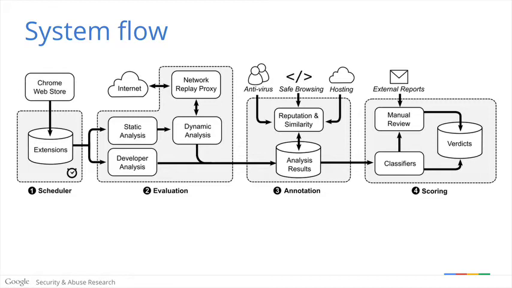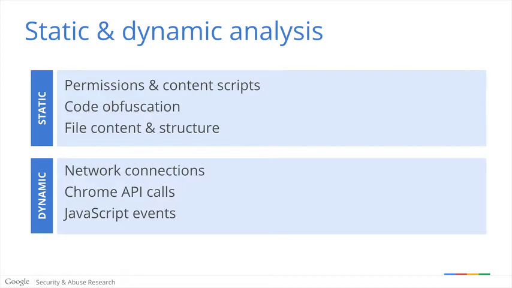This annotated evaluation data is then fed to our classifiers for scoring. At that point, our system tries to make a verdict on whether or not this extension needs review by a human or it should be allowed to be published in the store. So we're going to dive a little bit deeper into each of these in the next few slides.